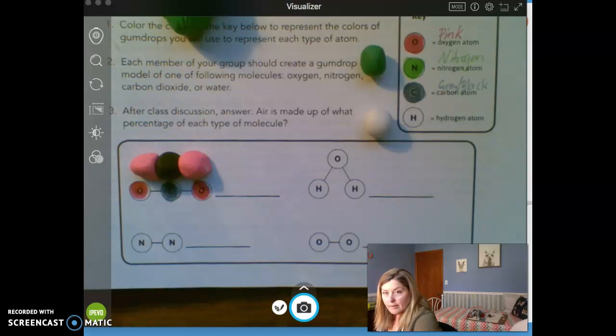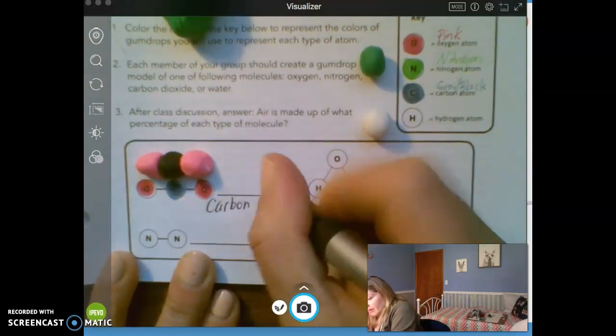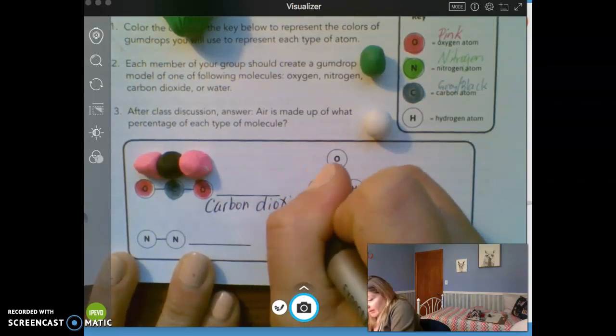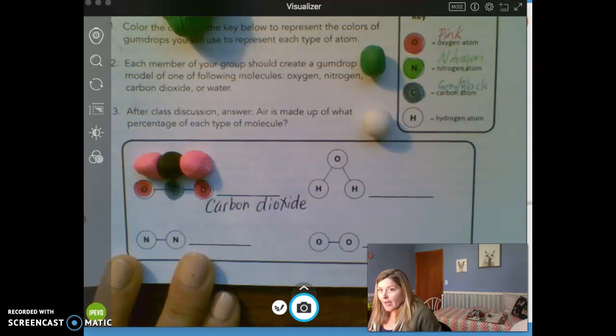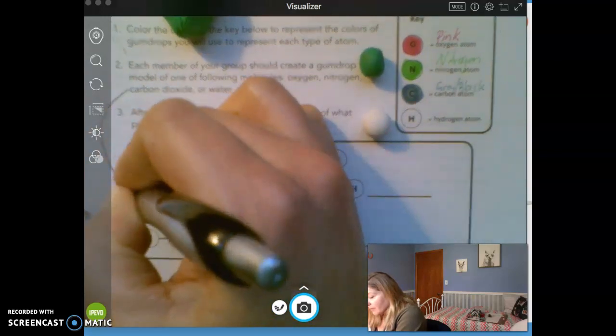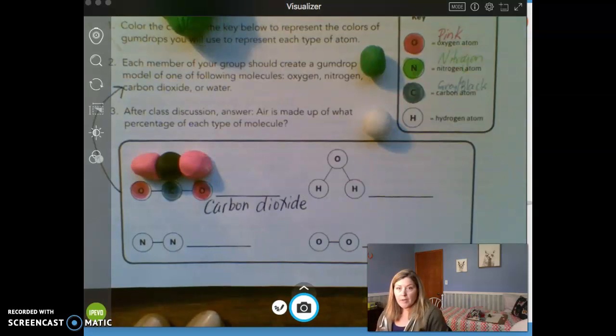And have you guessed what this molecule is called? This is carbon dioxide. Carbon dioxide. If you're wondering how she knows what that's called, there's actually a key of the molecules we're making right up here in number 2 of the procedure, if you're wondering where I came up with that word.